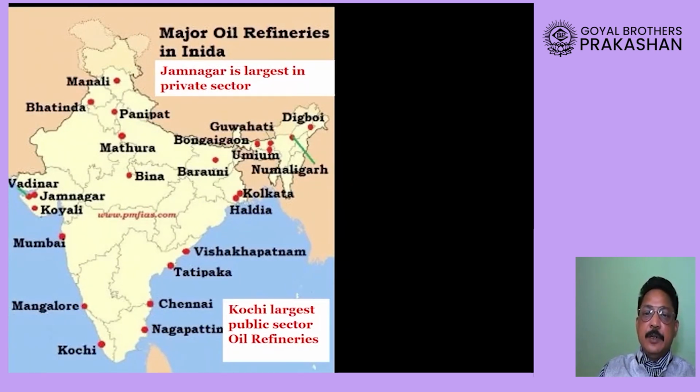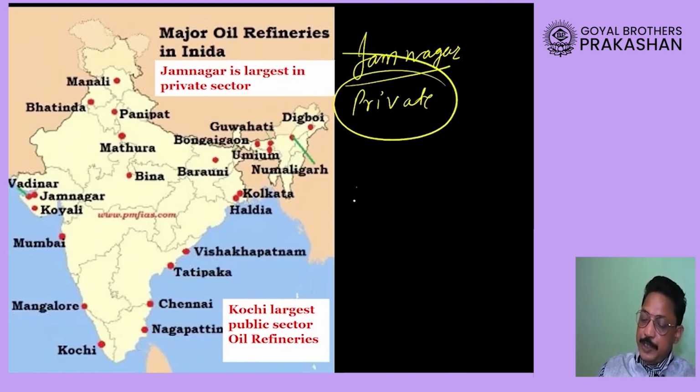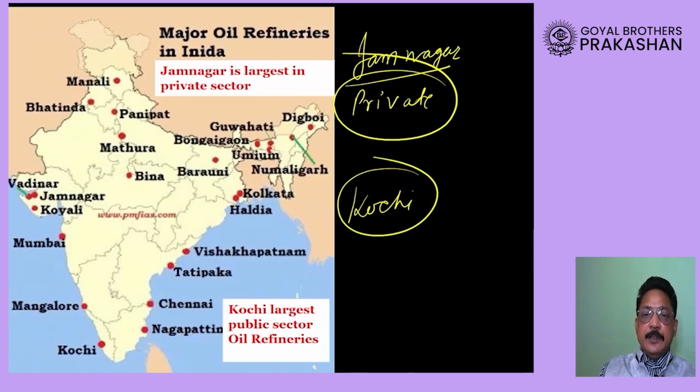We have studied, dear students, that a refinery is a place where petroleum is purified and sent. Now in India, Jamnagar is the largest oil refinery. We have already studied that it is not only the largest in India but also the largest in the world, and it belongs to the private sector. Kochi in South India is the largest oil refinery in the public sector. Public sector means which belongs to the government of India.